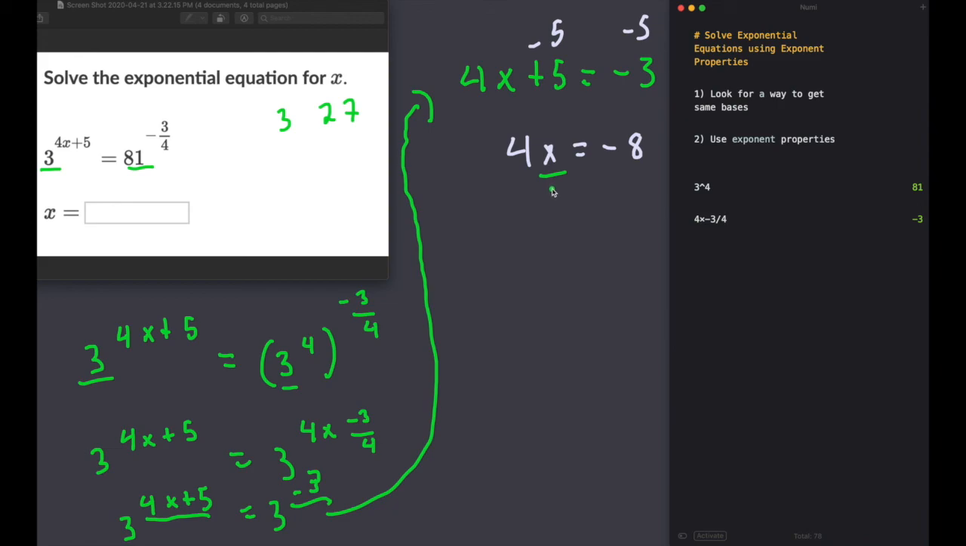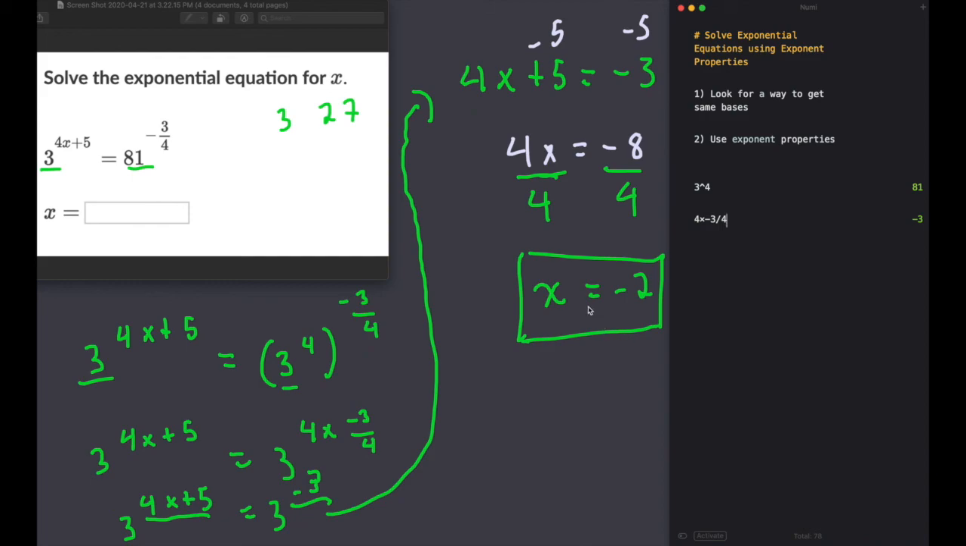I'm trying to use the preposition "for" instead of the number 4, but it sounds weird because we have a coefficient of 4. In any case, I'm going to divide by 4, and 4x divided by 4 is going to give us x. Negative 8 divided by 4 is going to give us negative 2. So we end up with a value of x equals exactly negative 2, and that is the answer for this one.